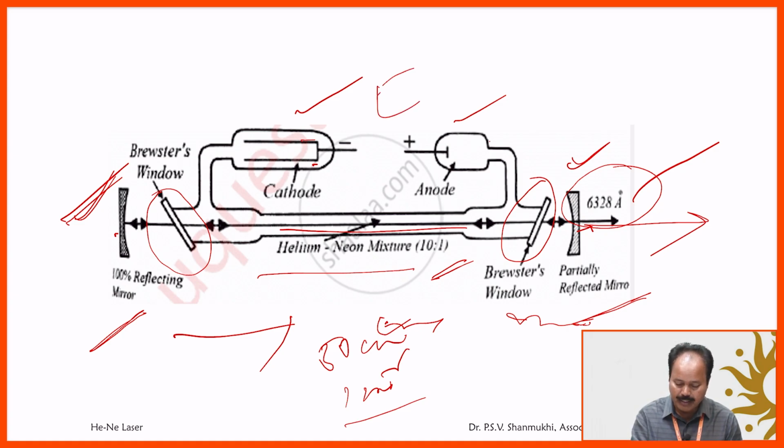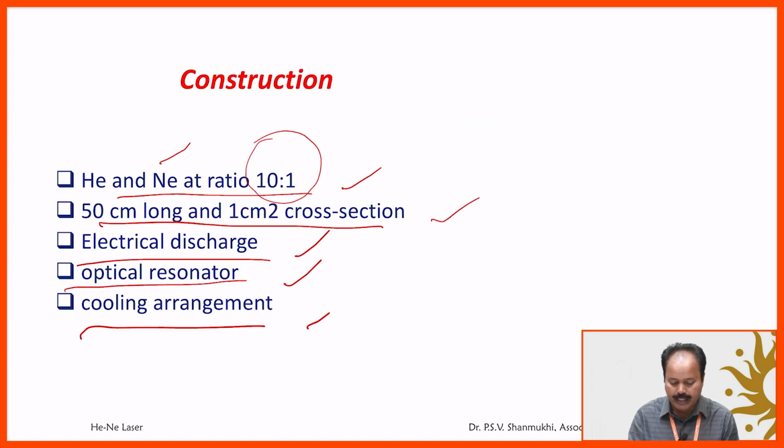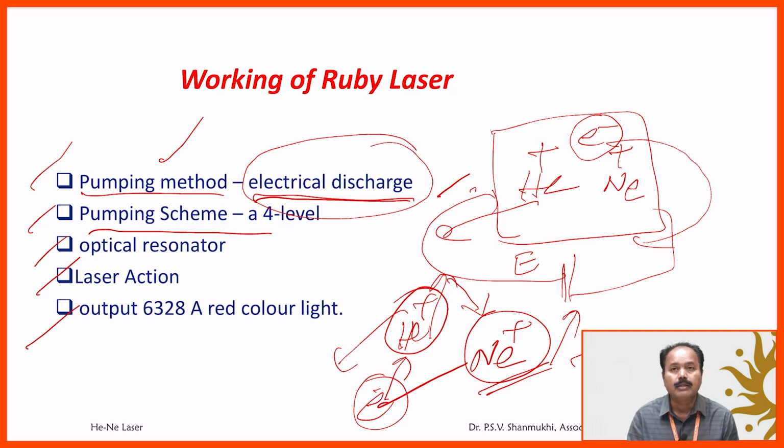Anyhow, 2 electrodes are provided in this gas mixture, helium and neon. So, when the electric field is switched on, what happens? Helium ions, neon ions, and electrons will be produced. They travel in the opposite direction. Electrons will collide with helium as well as neon. During the collisions, first what happens? Helium ions will go to the higher energy states. They will transfer their energy to neon ions. Therefore, neon ions will go to higher energy states and helium ions will come down.